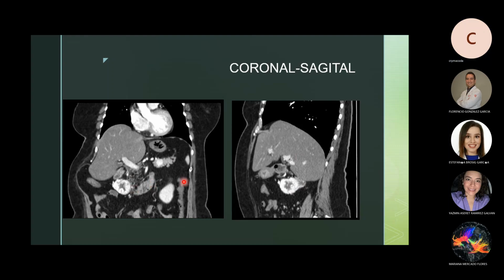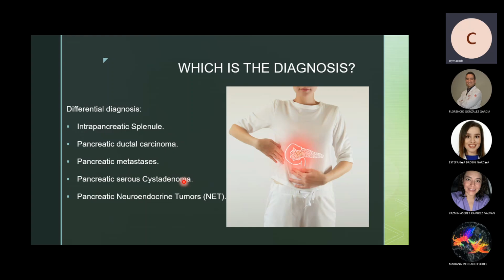So, which is the diagnosis? The differential diagnosis, I'm sorry. Intrapancreatic spleen. The intrapancreatic spleen is localized in the tail of the pancreas. This is the second most common localization for the spleen. The enhancement is identical to spleen in all contrast phases. In our case, the enhancement is less in the venous phase, so this is not the diagnosis.